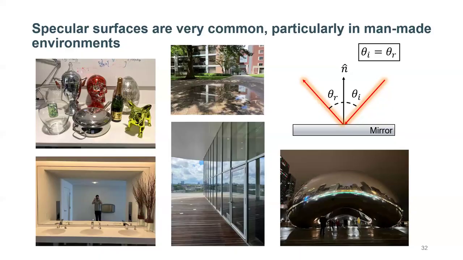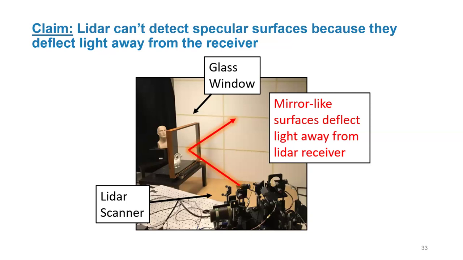So specular or mirror-like surfaces are very common, especially in man-made environments. They include surfaces like mirrors, windows, polished metal or glass objects, and even wet surfaces like puddles. But historically, it's been assumed that LiDAR is just bad at detecting specular surfaces. And this is because specular surfaces tend to deflect almost all energy in a laser beam in a single direction. So unless the specular surface is oriented at the perfect angle, almost no light gets scattered directly back to the LiDAR receiver. But I wanted to challenge this idea that LiDAR was always bad at detecting specular surfaces, because in many scenarios, specular surfaces produce a unique signature that's actually very easy to detect.